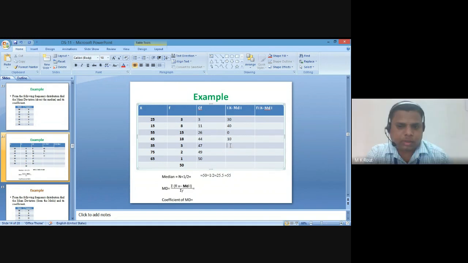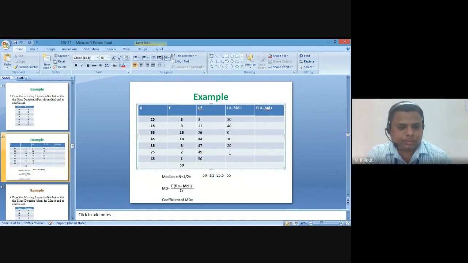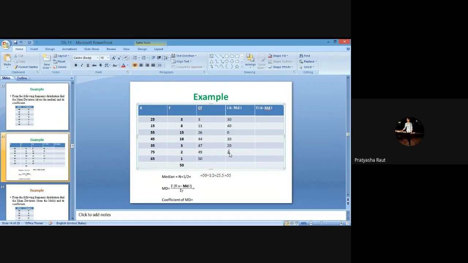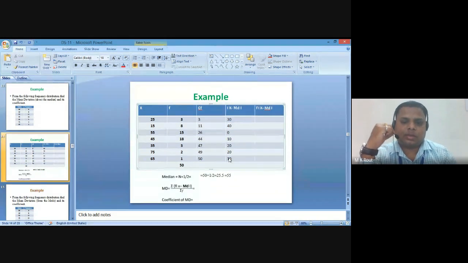Again, next one, 20. Next one, 40. 75 minus 55, 20. 20. And the last one is 10. Clear? Then the next step is to multiply the frequencies, the second column, with the fourth column.